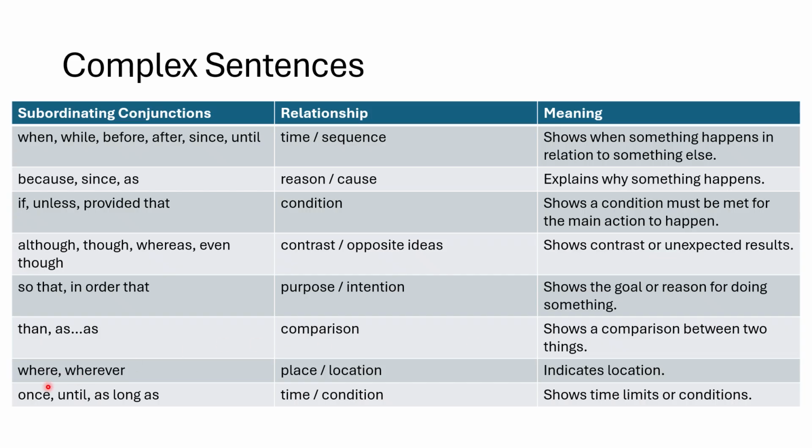The subordinating conjunctions where, wherever show a place-location relationship. They indicate location. The subordinating conjunctions once, until, as long as show a time-condition relationship. They show time limits or conditions.